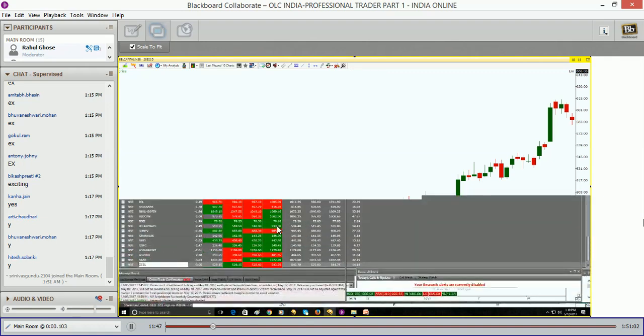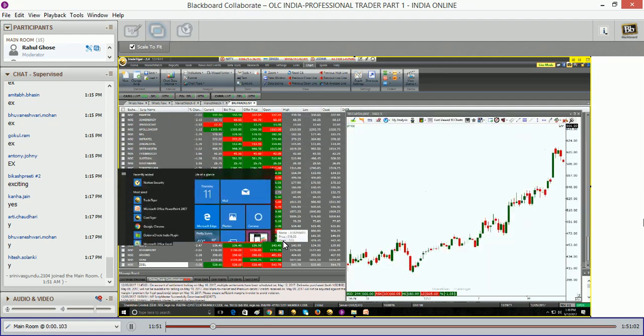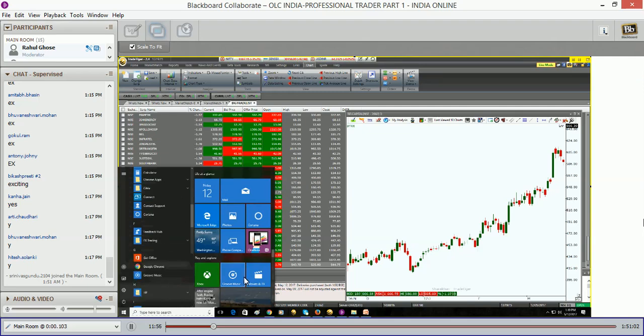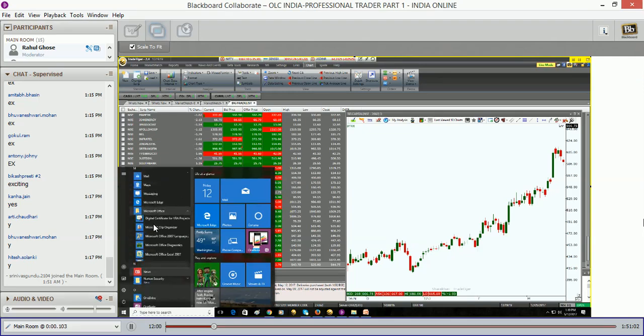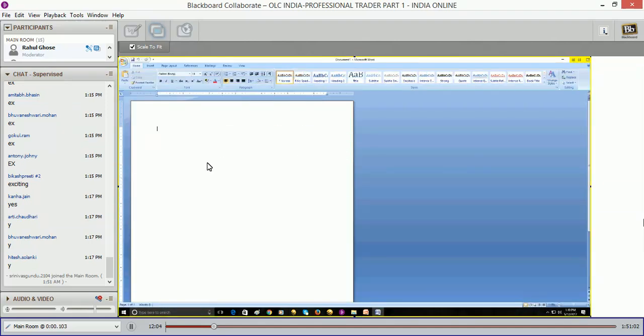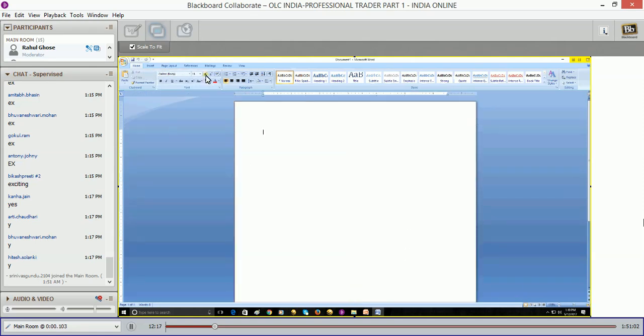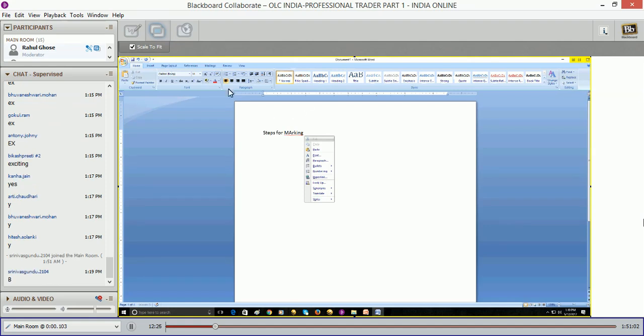Let's open up Microsoft Word. Steps for marking my demand zone.